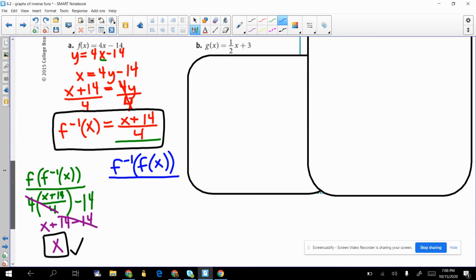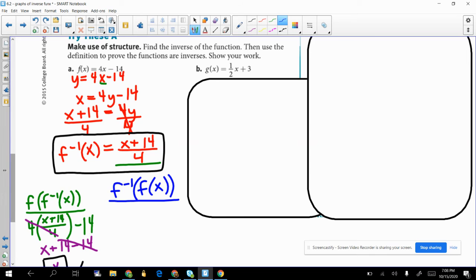So now we need to plug, so this is f inverse of f of x. So now we need to plug this whole thing in here. So I'm going to use some parentheses and write that as 4x minus 14. Plug that in for x. And then write that as plus 14. That's your whole numerator. And then all over 4.